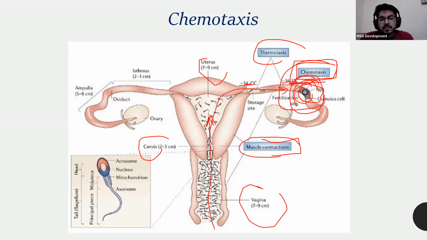Obviously, any sperm that cannot detect the heat well, or cannot detect the progesterone well, or even cannot move well, are going either to stay here or go to the opposite side or in random directions. Okay.